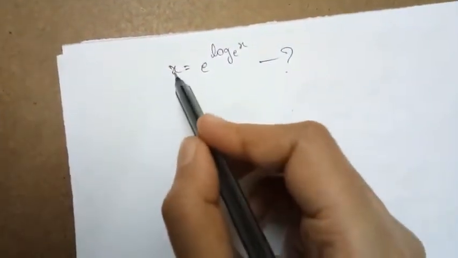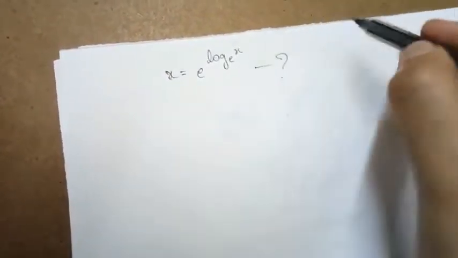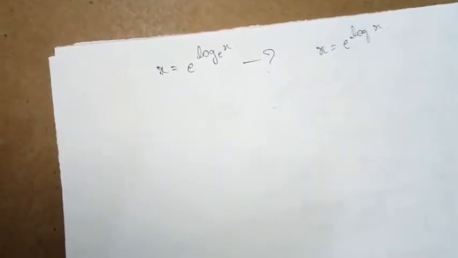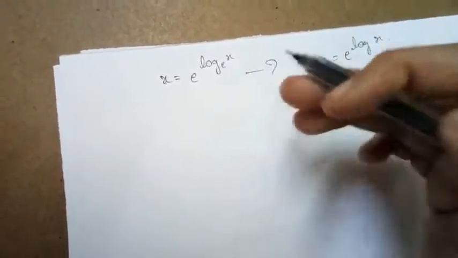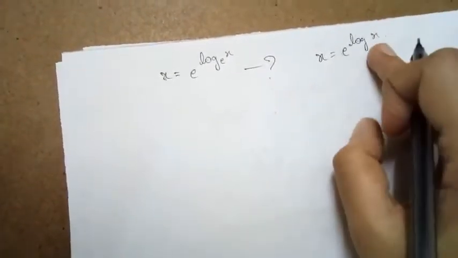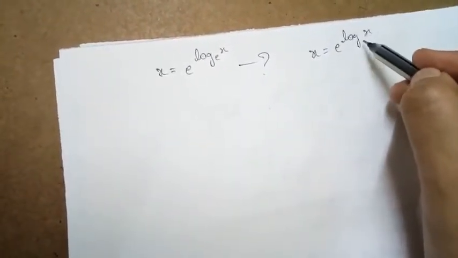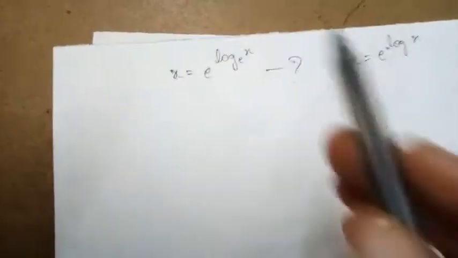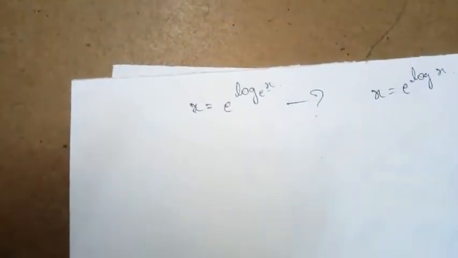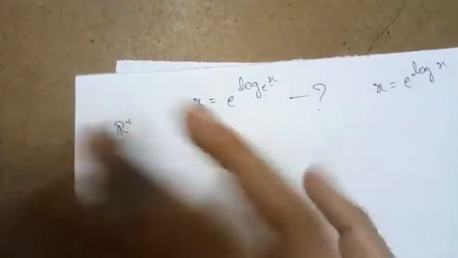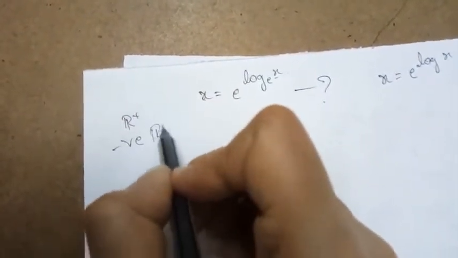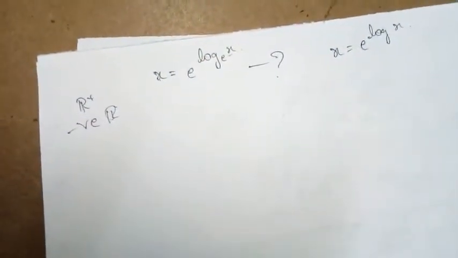So x is equal to e to the power log e x. If I write e to the power log x, both are one and the same according to the NCERT textbook, because they do not mention e in particular. If it is written like this in your NCERT textbook, they are talking about log x with respect to the base e. Clearly the domain of the logarithmic function log e of x is the set of positive real numbers, and this equation is not valid for negative real numbers. It is valid only for positive real numbers.